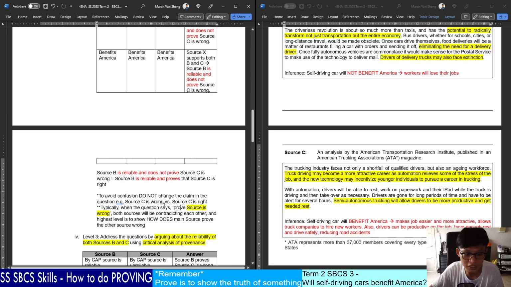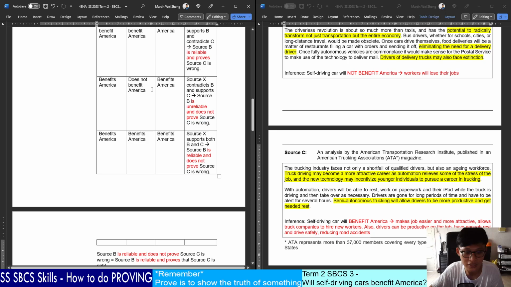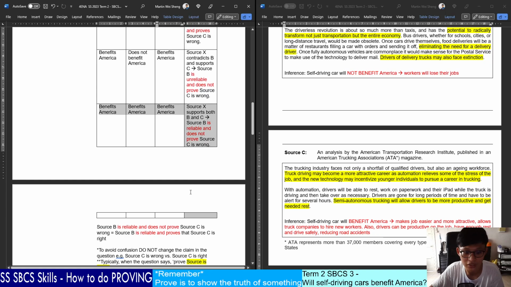Typically when the question says prove source C is wrong, both sources will be contradicting each other, and the highest level is to show how it does prove. How does the main source prove the other source is wrong? So typically if it says source C is wrong, then this would be the scenario. But if both the sources are actually similar and supporting each other, then you would know how to answer as well by using the last scenario over here.